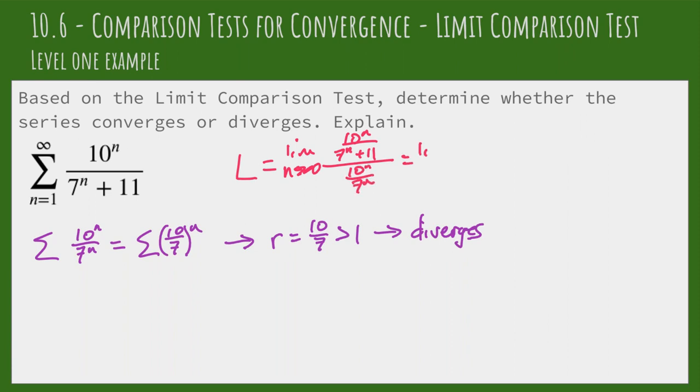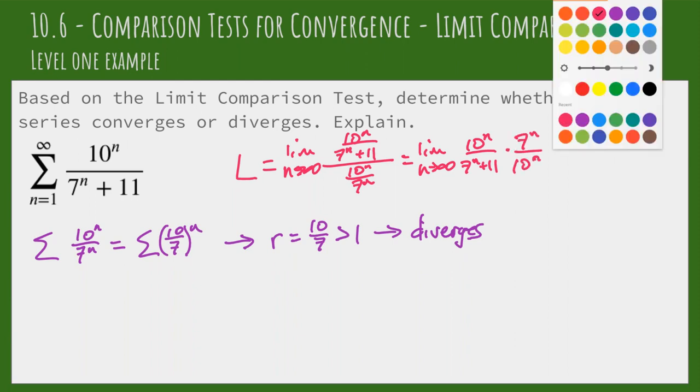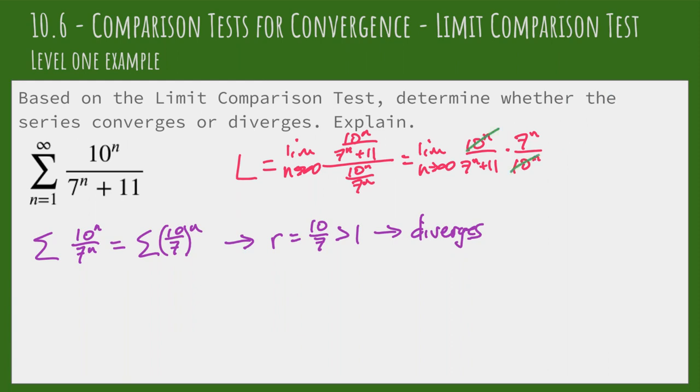So this is the same thing as the limit as n approaches infinity of 10 to the n over 7 to the n plus 11 times 7 to the n over 10 to the n. Now, the 10 to the n part, that's really easy. Those just cancel. The 7 to the n part, we have to look at relative rates of growth, also called dominance. So the 7 to the n is going to dominate the numerator and denominator. So when n gets really big, they're both going to behave like 7 to the n.